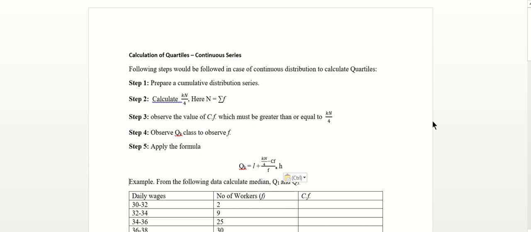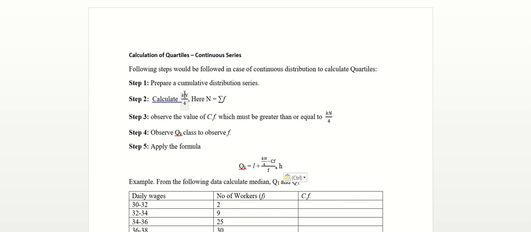Today we are starting with the quartiles in continuous series. So how do we calculate quartiles in continuous series? These are the steps we need to follow. The first step is calculate cumulative frequency. Second step is calculate Kn by 4. Here K is which quartile you want to calculate, Q1, Q2 or Q3. Always remember Q1 is the lower quartile, Q3 is the upper quartile and Q2 is also called median.